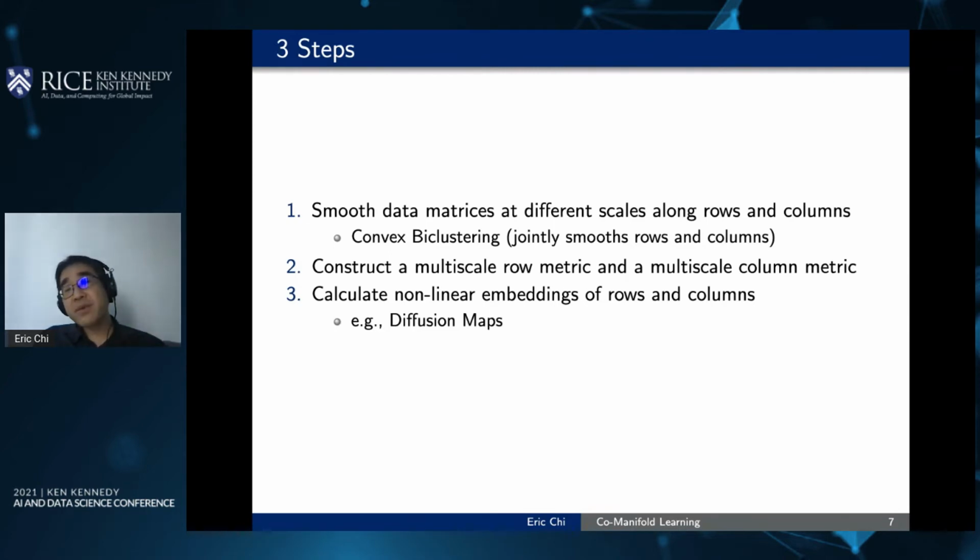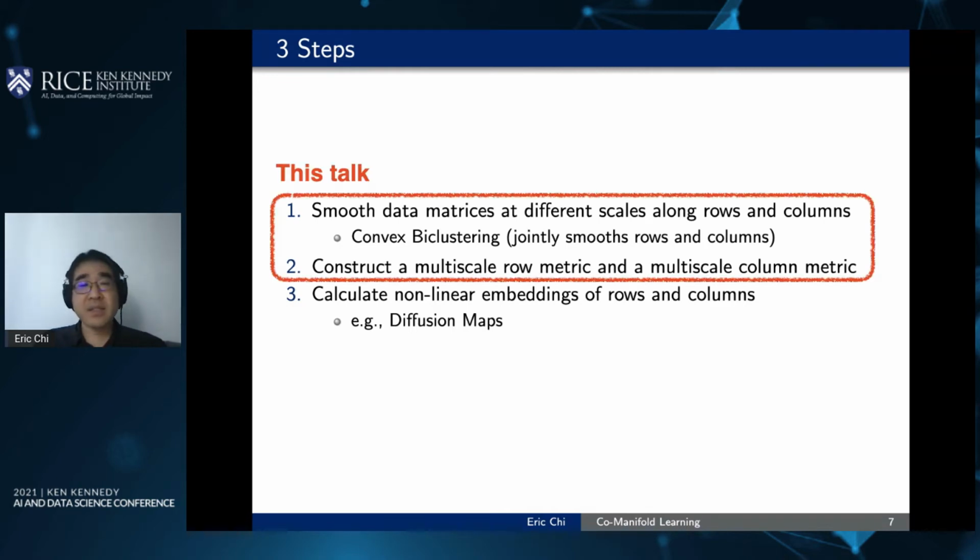And then once we have those row distances and column distances, we're going to use some standard nonlinear embedding techniques or dimensionality reduction techniques on the rows and the columns separately. Okay, so in this talk, we use diffusion maps, but there are a lot of alternatives, and you would get essentially the same answers by swapping in your different choices. Since the third step is somewhat standard, we're just going to focus on the new stuff in steps 1 and 2.